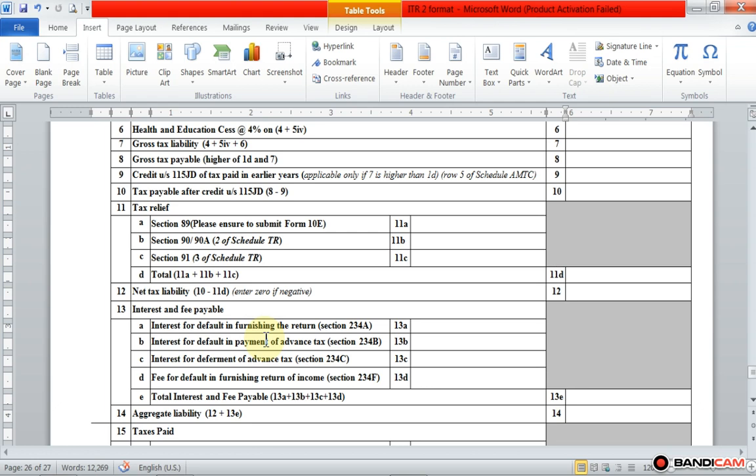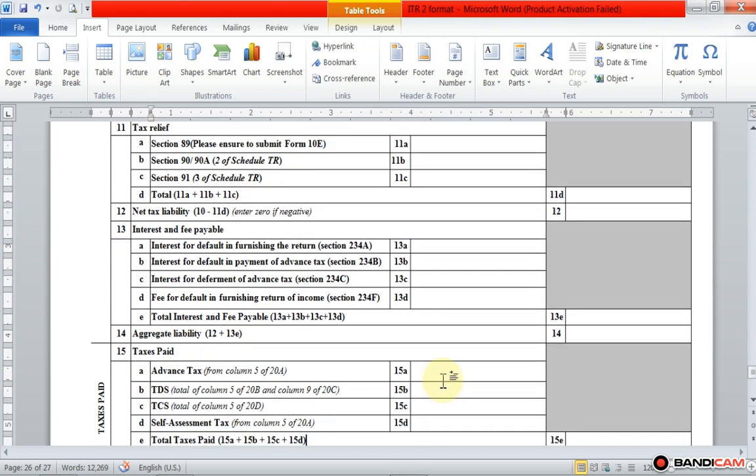Fee for default in furnishing return of income. So these are the penalties of the assessee, and that penalty is added in the tax liability of the assessee. Then we make the total of 13A, 13B, 13C, 13D, and that total is put in front of 13A, and we add this total in net tax liability of the assessee. We get the aggregate liability of the assessee.